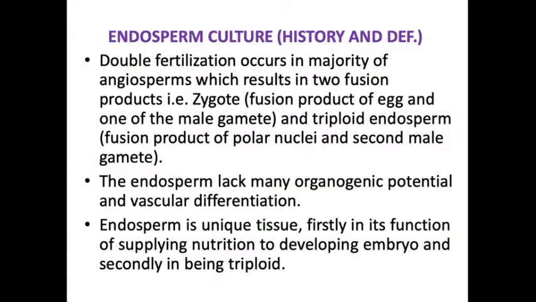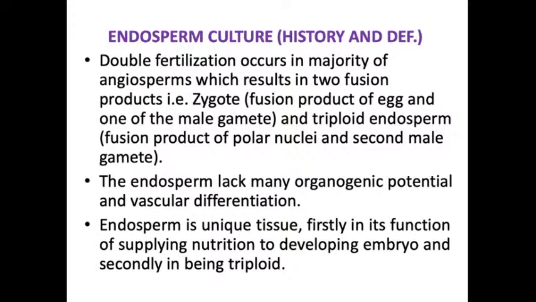So what is the history and definition? Double fertilization occurs in the majority of angiosperms, which results in two fusion products, that is the zygote and the triploid endosperm, where the zygote is a fusion of the egg and one of the male gametes, and the triploid endosperm is the fusion product of the polar nuclei and a second male gamete.